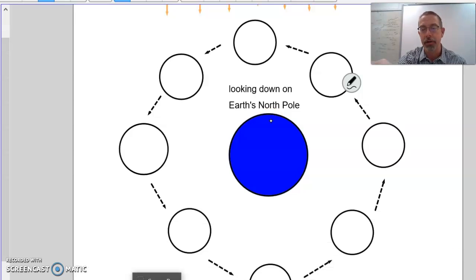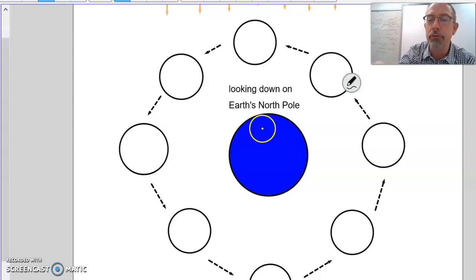And we're looking down on Earth's North Pole. We've got this super perspective looking down on Earth's North Pole, and we see the moon revolving around the Earth in this fashion, and the sunlight is somewhere up above the page. What type of moon would we see? Well, and this is looking from Earth's perspective.